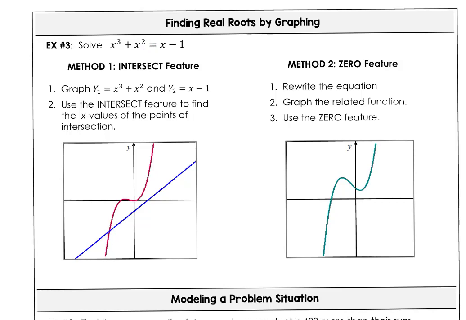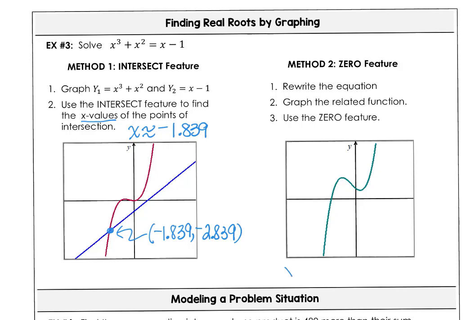Using the calculator, I'm going to find out that this point of intersection intersects at negative 1.839 and negative 2.839. So the solution is the x value. That means my x answer is about negative 1.839. In the second method, we want to rewrite the equation, which means we would end up graphing this graph.